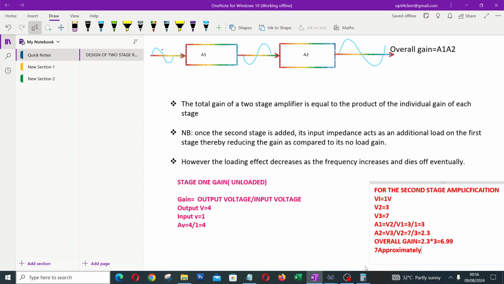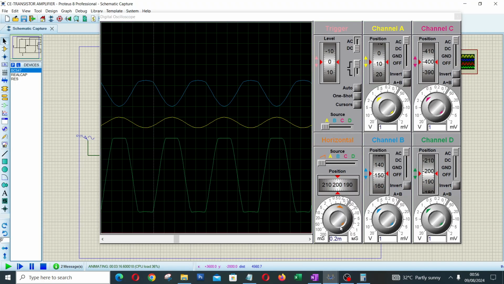So we have seen how the gain is affected. The gain of the first stage amplifier is affected because of the loading effect. And when you look at it, you see that the effect of the capacitors is being manifested here. But at high frequency, the capacitor becomes a short circuit. So in effect, the capacitor will just be a piece of wire with zero resistance.